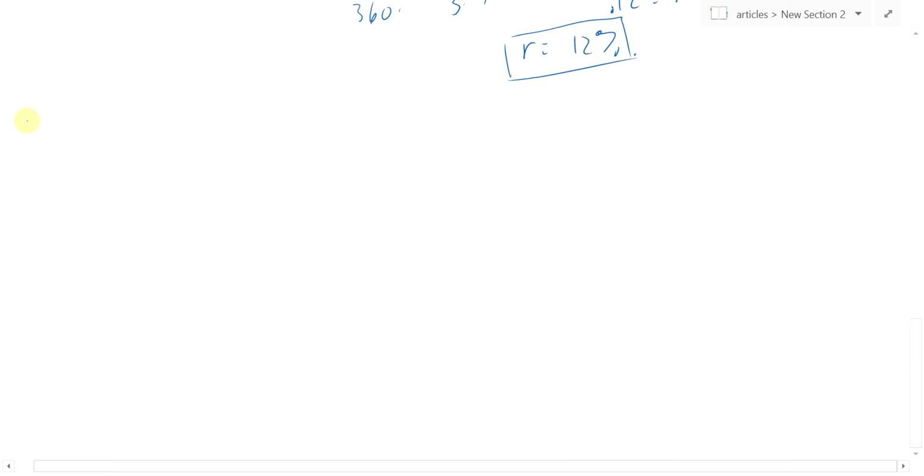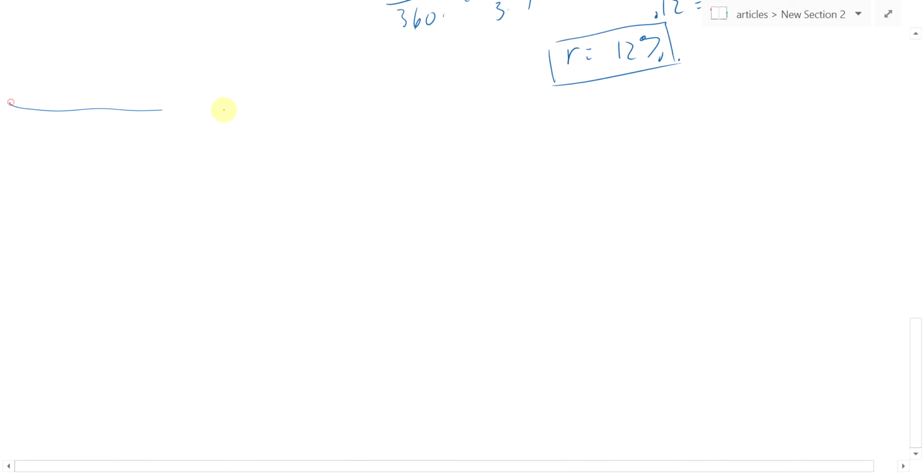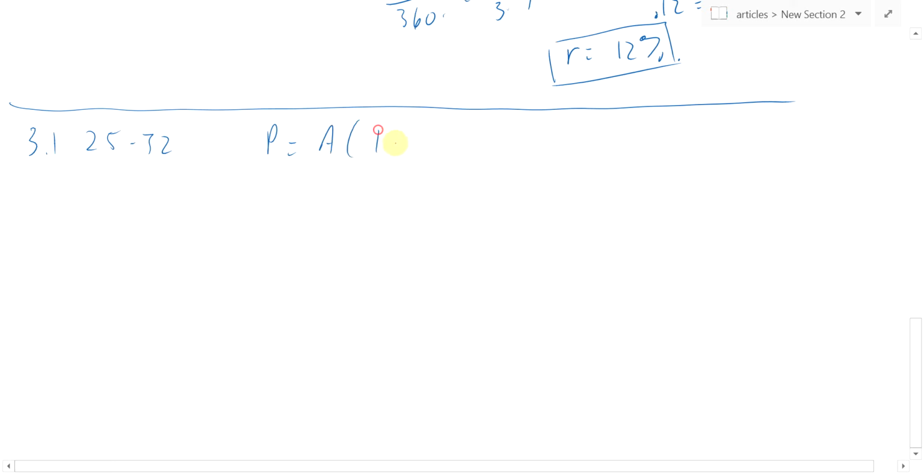There we go. And draw a little line across. Problems 25 through 32. So 3.1, 25 through 32. Same kind of deal with the previous one. We're dealing with this formula now. Right? And again, there's 4 variables, P, A, R, and T, and they want to know, well, if we give you 3 of the 4, what's the 4th one?